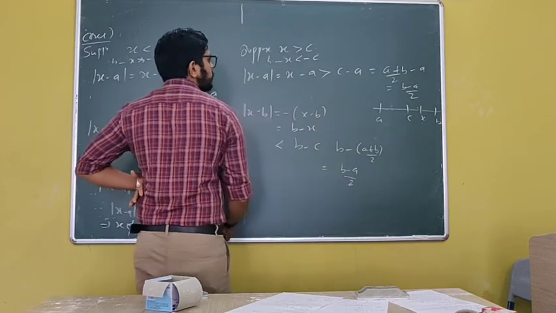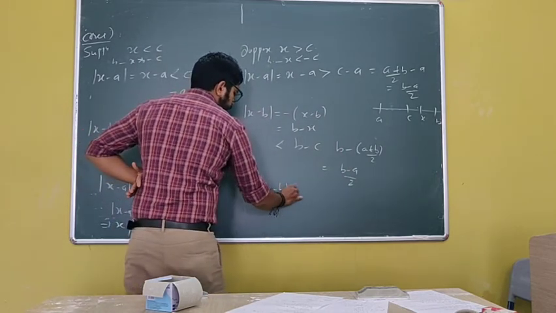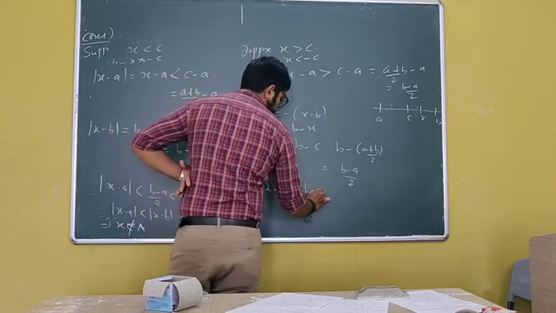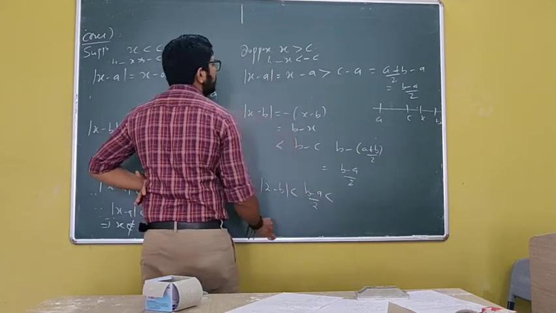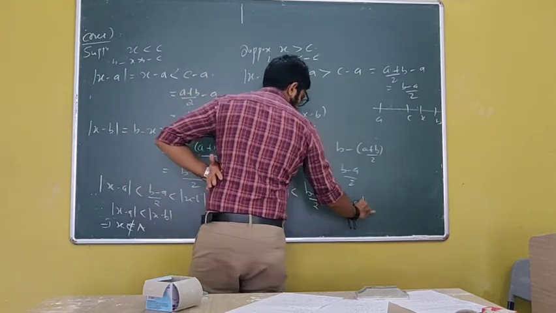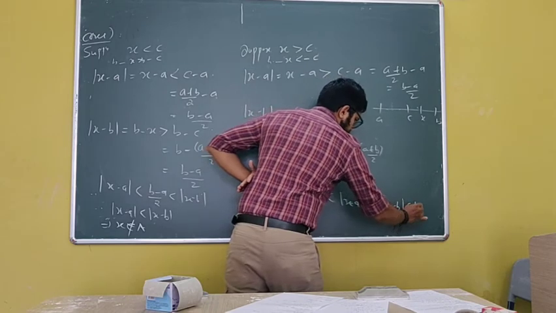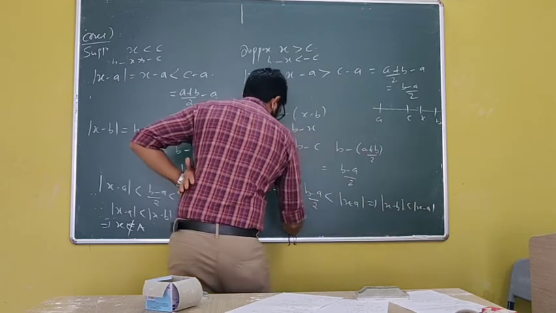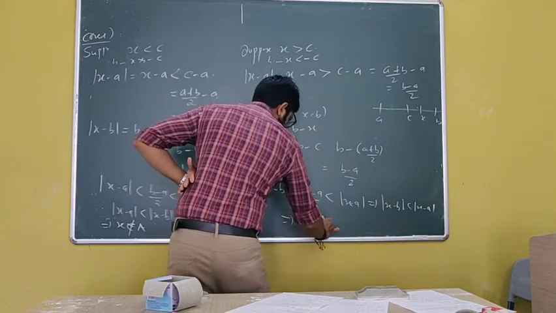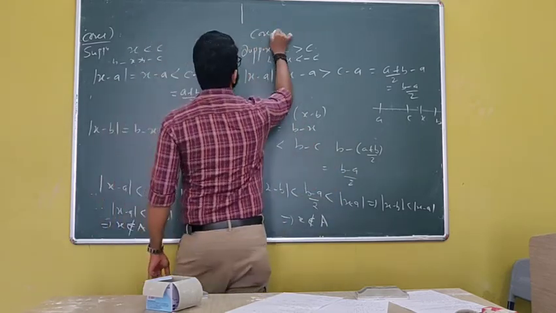So what do I get here? I get x minus b to be less than (b minus a) by 2, which is less than x minus a, right? So this implies that x minus b is less than x minus a. This implies that x does not belong to A again. So in either of these two cases, I get a contradiction.